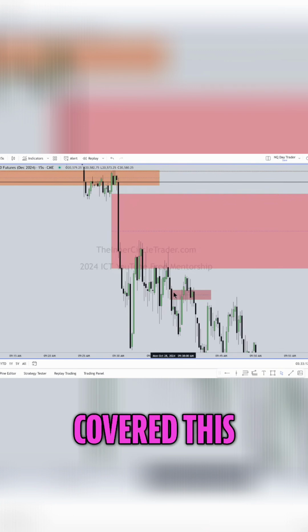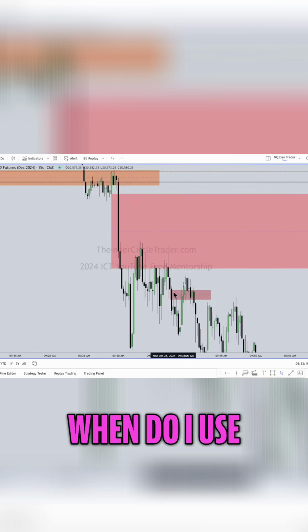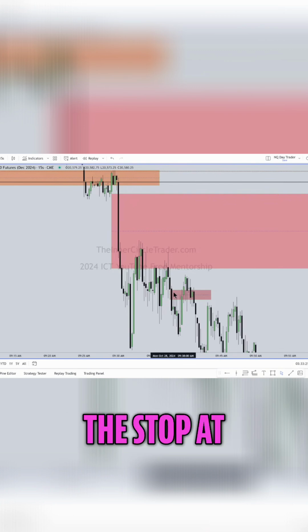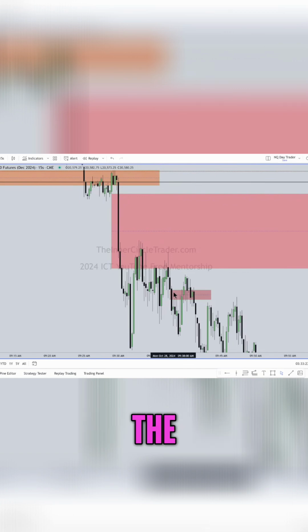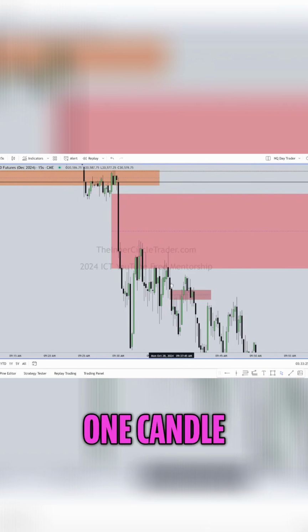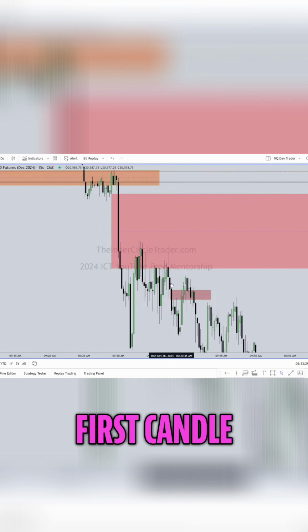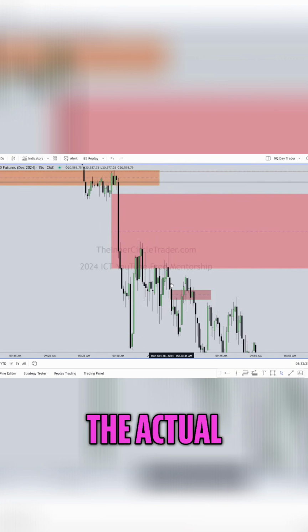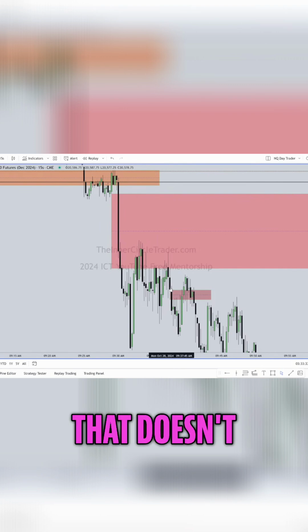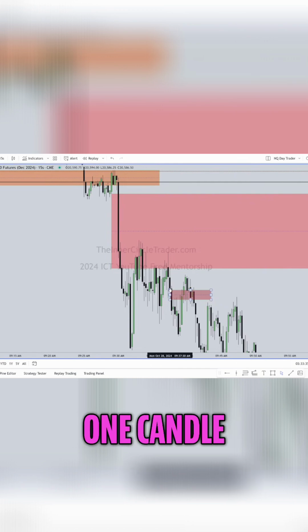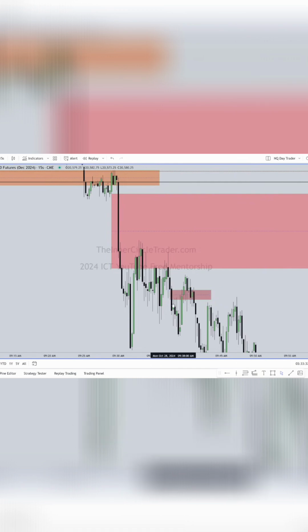And I've covered this in Mentorship 2024. When do I use the stop at the middle candle versus the candlestick that creates number one candle? A fair value gap is always three candles. Number one, first candle. Number two is always the actual gap, the range that doesn't share space between number one candle and number three candle.